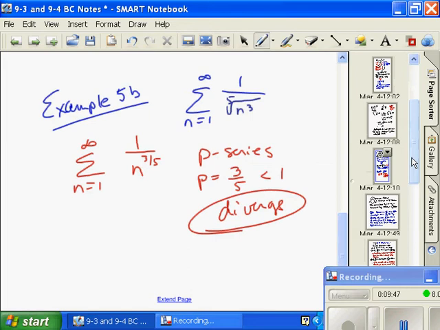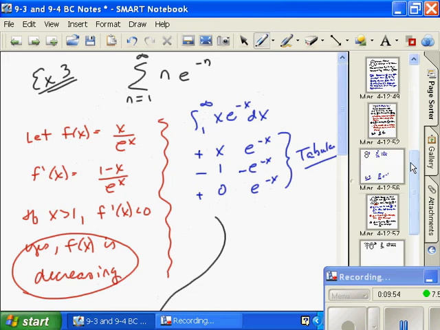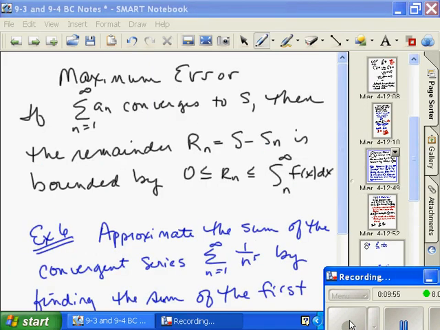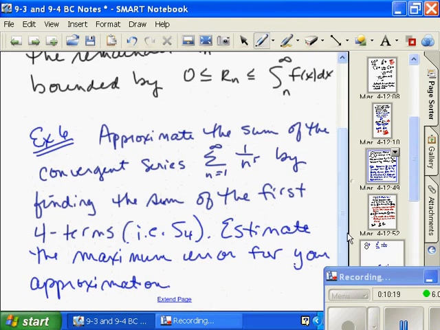Moving on to the bottom of the page. Here we go. Maximum error. If the summation of n going from 1 to infinity of a sub n converges to s, then the remainder, which is s minus s sub n, is bounded by the integral from n to infinity of f of x dx. So let's do a problem kind of talking about that.